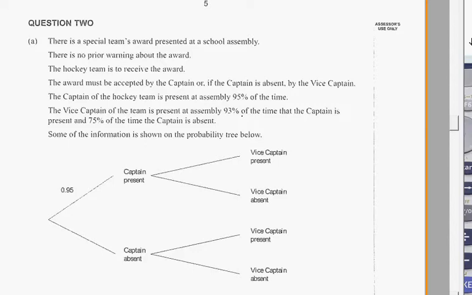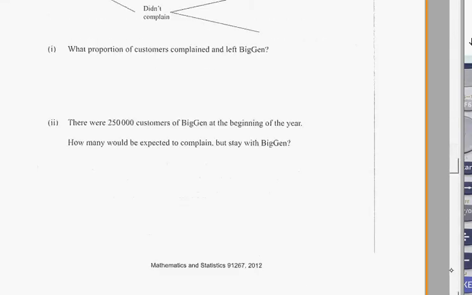Vice captain, the team is present at assembly 93% of the time that the captain is present. So the captain is present and the vice captain is present with a probability of 0.93. So the probability of not will be 0.07. Remember, our probabilities have to add to 1, which means we could fill in this one as well. And 75% of the time that the captain is absent. So when the captain's absent, the probability the vice captain's there is 0.75, and not there is 0.25. Oops, a bit tricky.